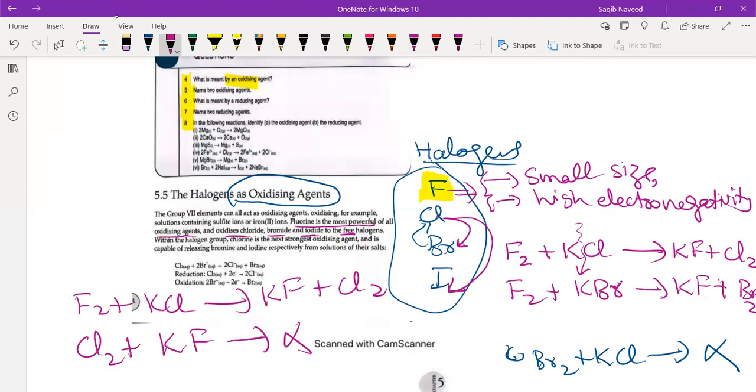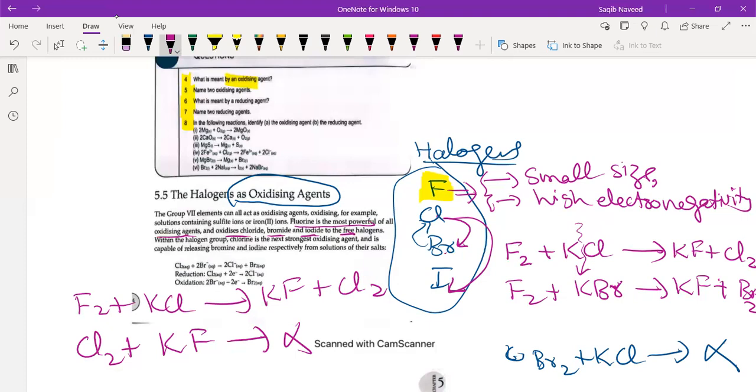Fluorine is the most powerful oxidizing agent. Then it's chlorine, bromine, and iodine. Fluorine can break the bond of all the other ones, but chlorine can't break the bond of fluorine. It's less powerful. So if iodine wants to break the bond of any compound, to displace, which halogen can iodine displace?